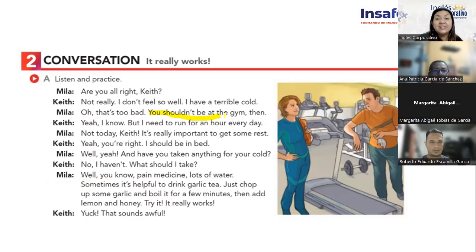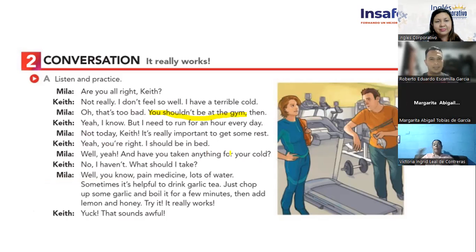You shouldn't be at the gym. Yes, that is the first one. Okay, another, the second: I should be in bed. That's what Kay says. But the pieces of advice that Mila gives: it's really important to get some rest. Yeah, I should be in bed.